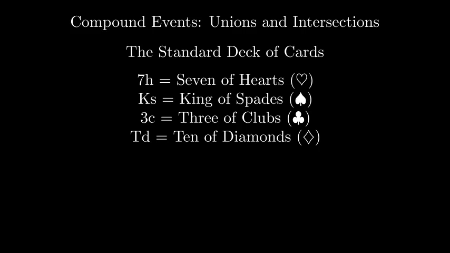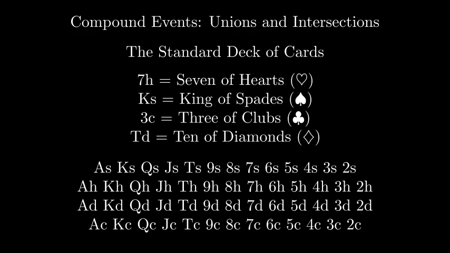Here is the entire deck of 52 cards laid out using this notation. Notice the 4 rows correspond to the 4 suits, and the 13 columns correspond to the values from ace down to 2. We have spades, hearts, diamonds, and clubs. The values are ace, king, queen, jack, 10, and then 9 down to 2.